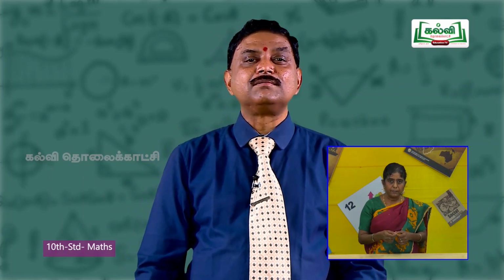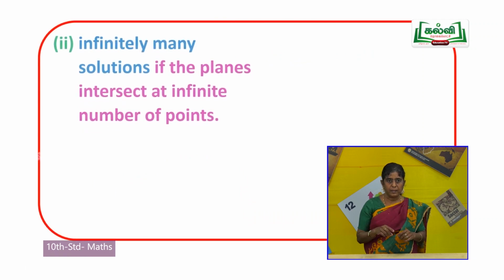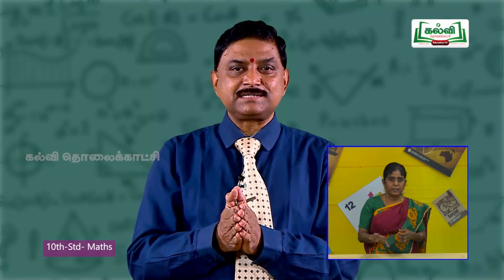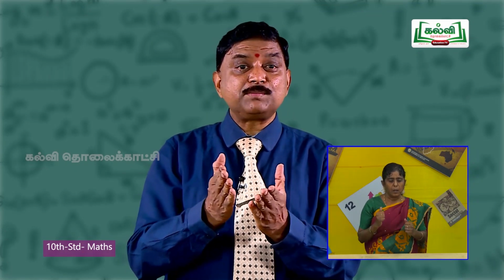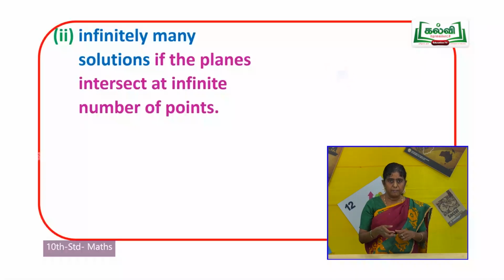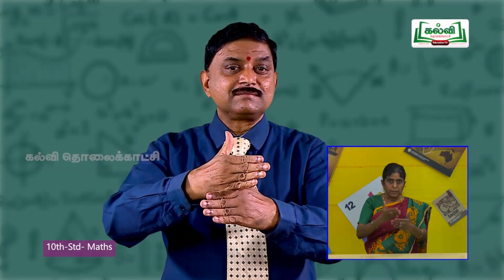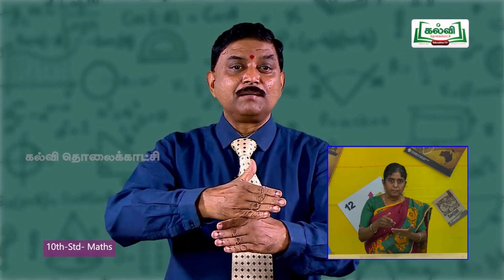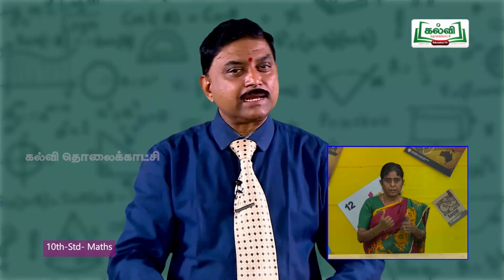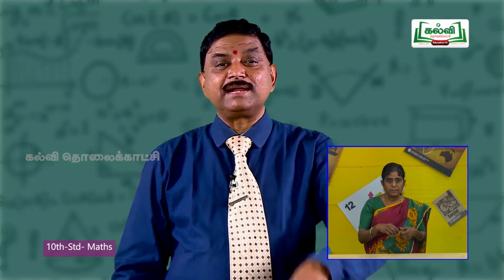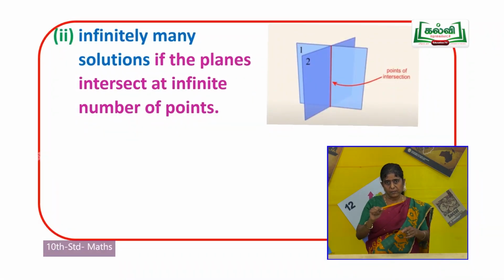Let's see now. The system may have infinitely many solutions if the planes intersect at an infinite number of points. How is it possible? Let's look at the diagram. See, only two planes intersect, but they intersect at a straight line. It means both planes intersect at an infinite number of points. In a straight line there are many points, you cannot count them. So that line is the intersection of those two planes.